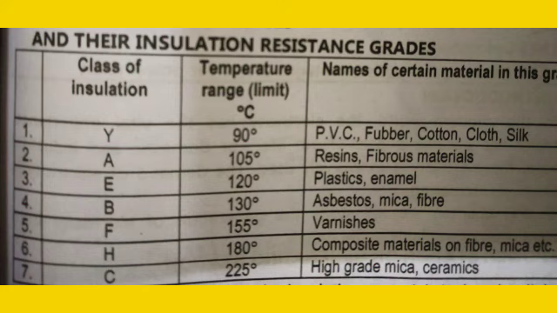Now class F type of insulation, temperature range is 155 degrees Celsius. The material that comes is varnish. Now class H, temperature range is 180 degrees Celsius. Composite materials on fiber and mica. Now class C, the temperature range is 225 degrees Celsius and the material that comes is high grade mica and ceramics. So you have to just learn this.